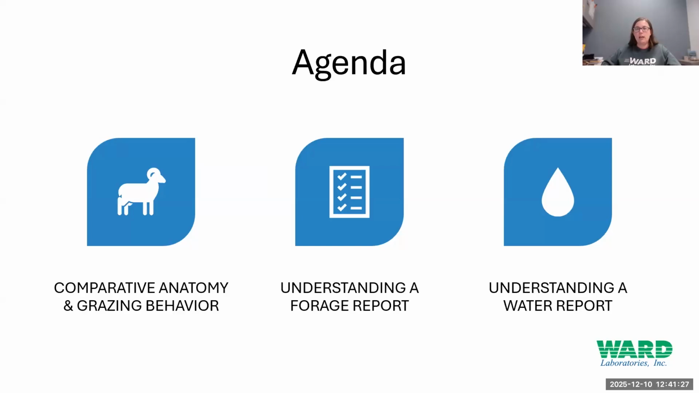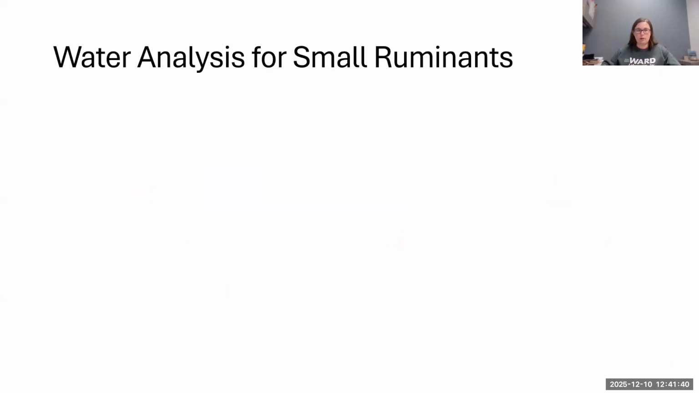That was the meat and potatoes. So we kind of breathe a sigh of relief. We're almost through it. So the next thing we're going to talk about is understanding a water report. And I'm not going to go into as much detail as I did with the forage report. So water analysis for small ruminants.